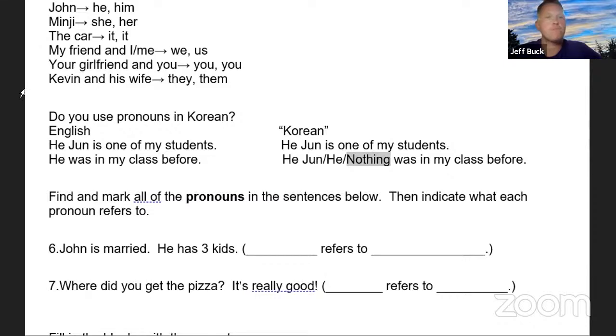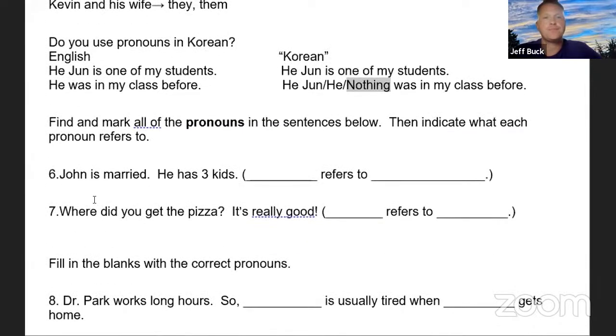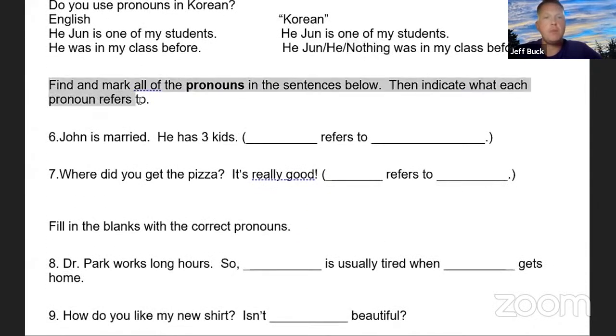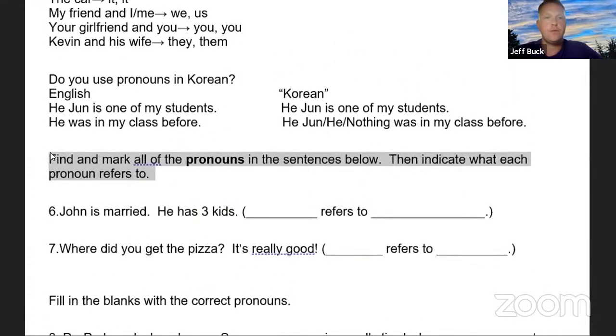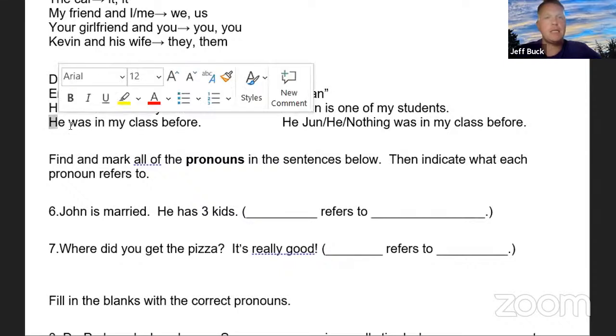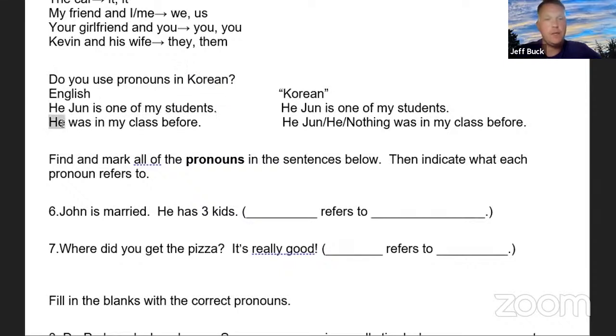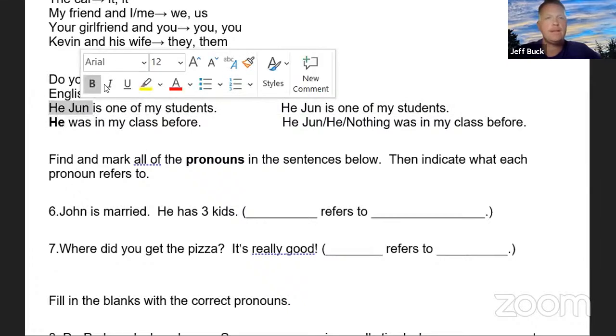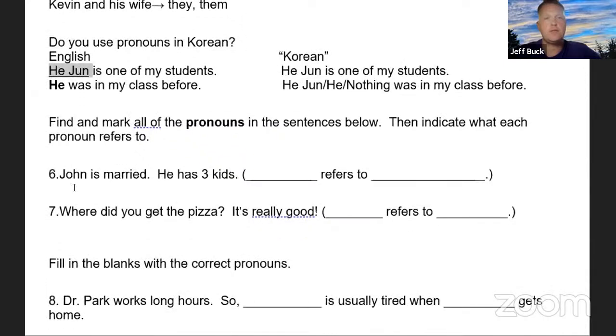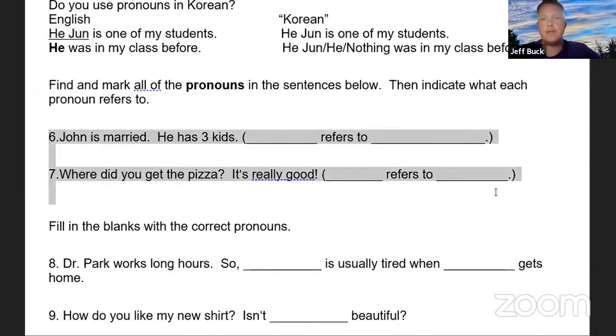Okay. So find and mark all of the pronouns in the sentences below, and then indicate what each pronoun refers to. So for example, he, June, is one of my students. He was in my class before. So he, that's the pronoun, and it refers to he, June. All right, so try that with 6 and 7.